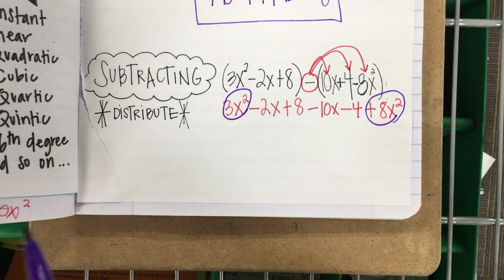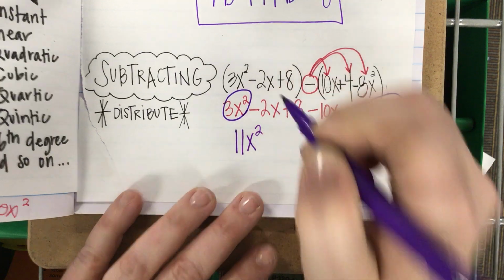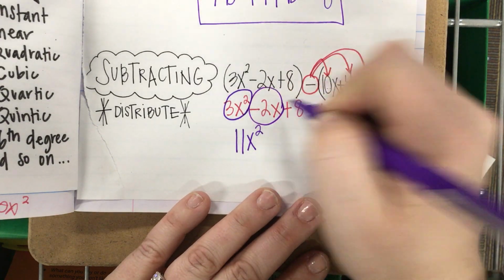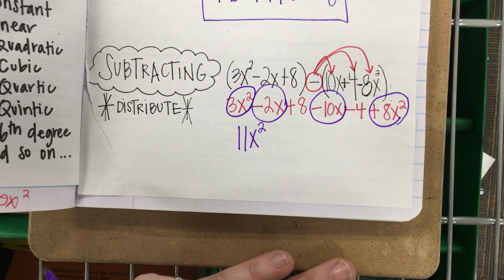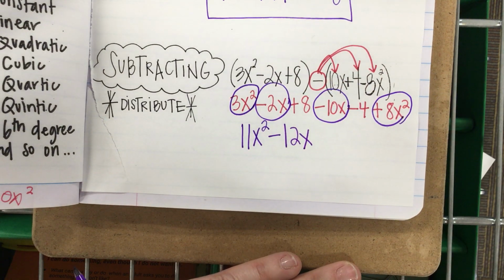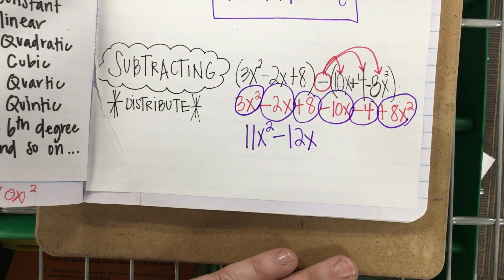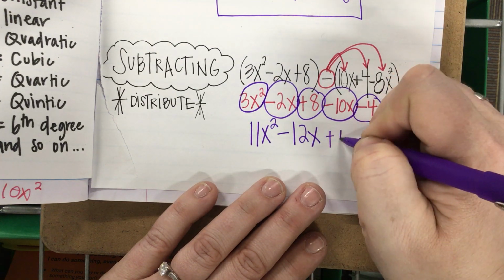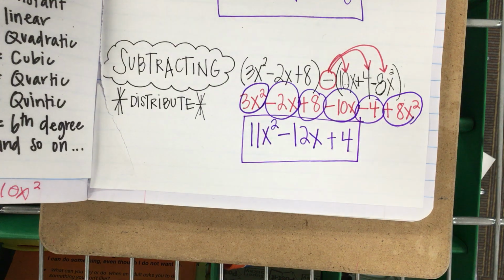What is 3x squared plus 8x squared? 11x squared. Then what comes next? Negative 2x minus 10x. Negative 2x minus 10x is negative 12x. And 8 minus 4 is positive 4. And that's our answer.